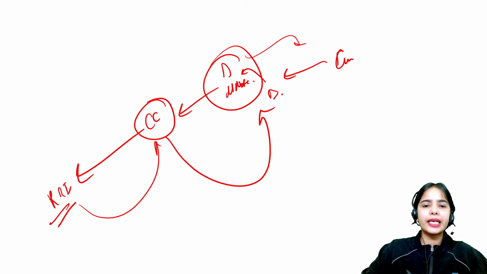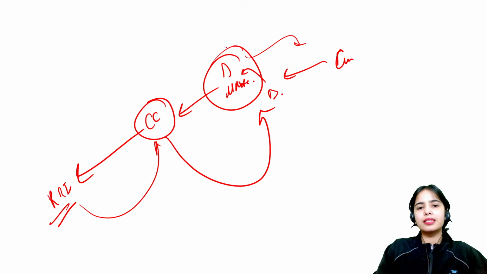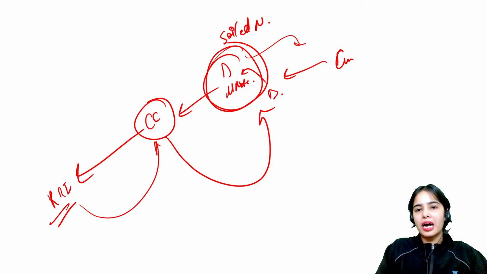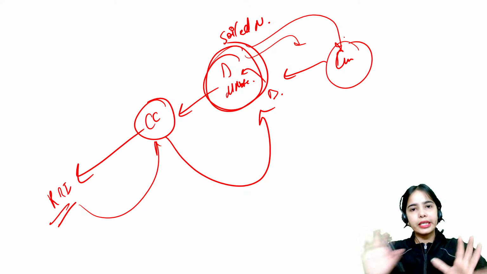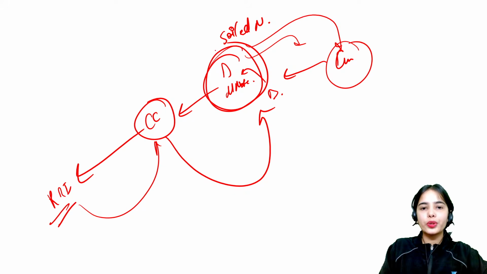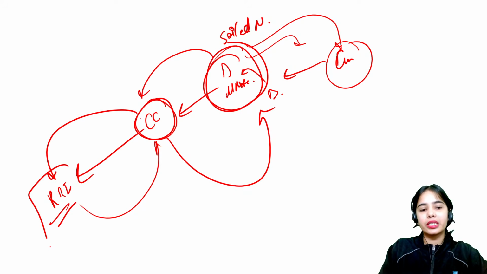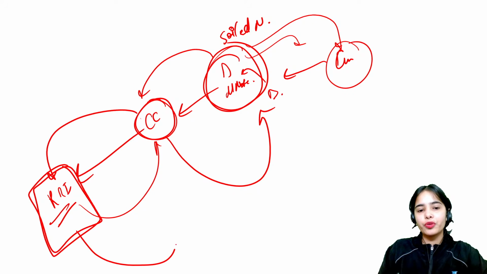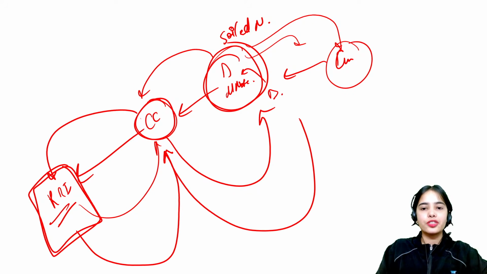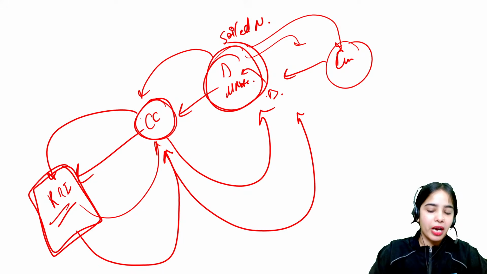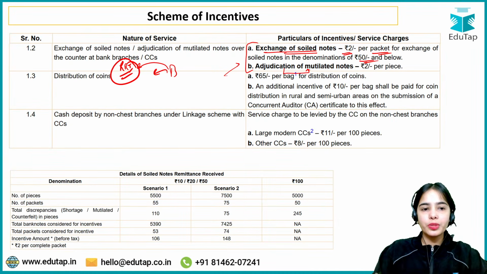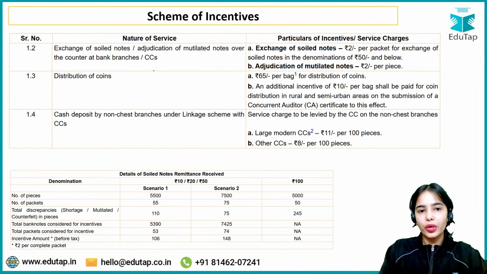So this is the basic idea. In the soiled note category also, the bank is receiving the soiled note from the customers, and the bank branch is giving the clean notes to the customers. These soiled notes are sent to the currency chest, and from the currency chest, these soiled notes go to the RBI. The RBI provides the incentive to the currency chest. Currency chest distributes the incentive to the bank branches. This is the idea.